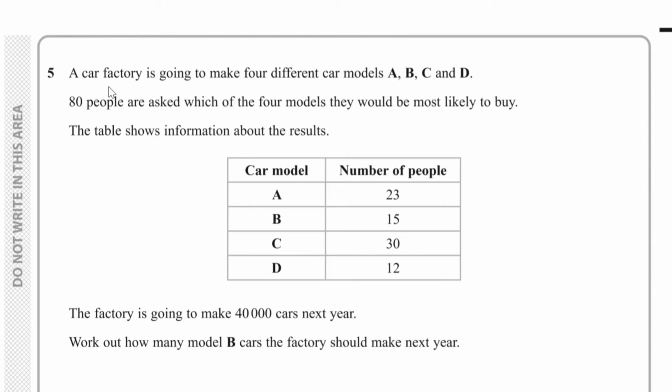Question number 5. A car factory is going to make 4 different car models A, B, C and D. 80 people are asked which of the 4 models they would be most likely to buy. The table shows information about the results. 23 want car A, 15 want car B, 30 want car C, 12 want car D. The factory is going to make 40,000 cars next year. We have to work out how many Model B cars the factory should make next year.